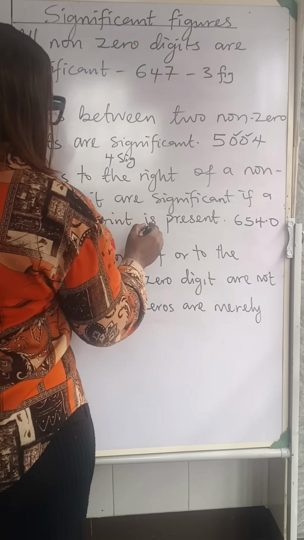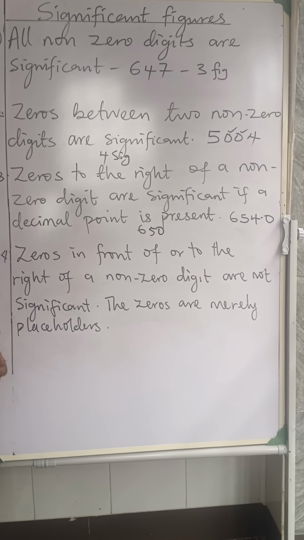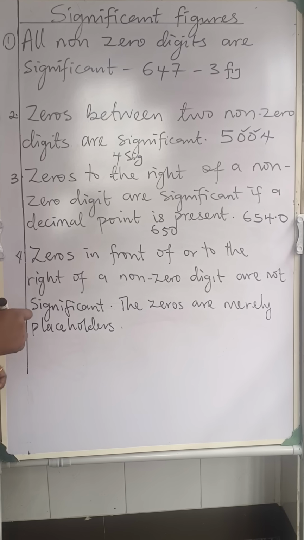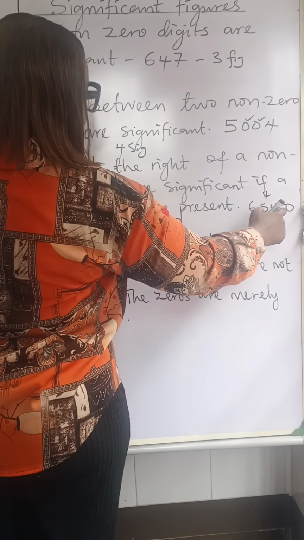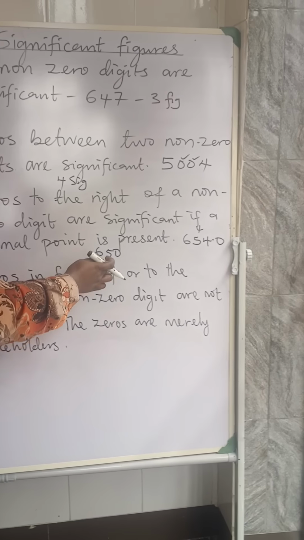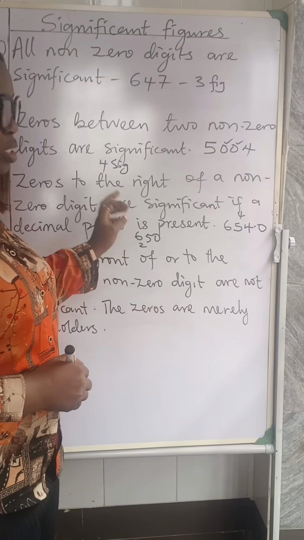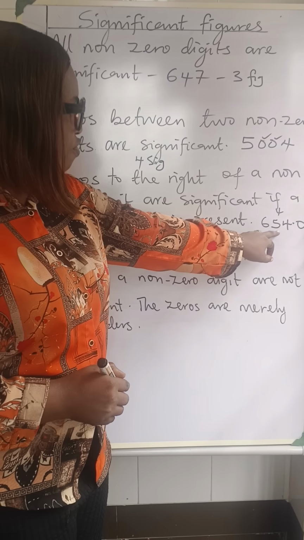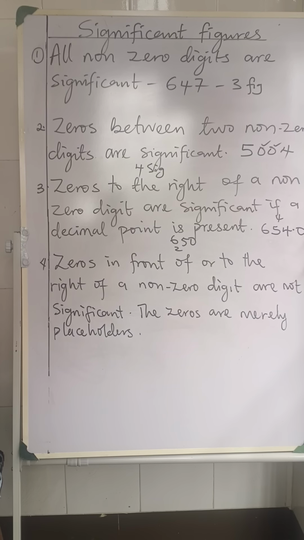Assuming we have 650, there is no decimal point there. So the significant figures here are 2. Why here is 4? Because of the presence of the decimal. The zero that is trailing is counted, but the zero here is not counted. Why? Because there is no presence of any decimal in 650, but in 654.0, there is a decimal there, right?